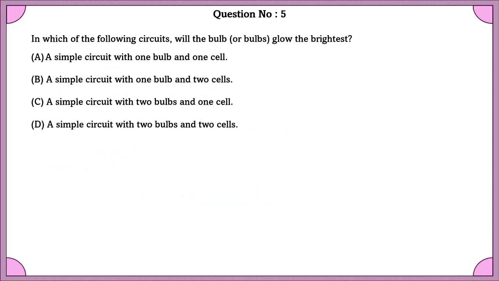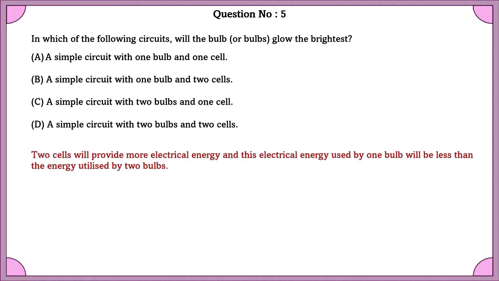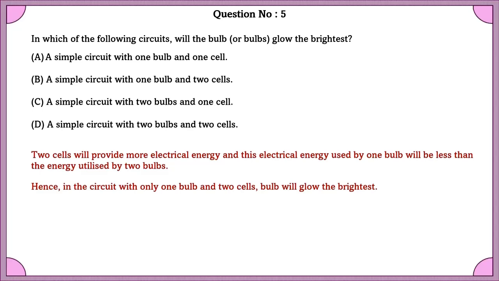Question number 5. In which of the following circuits will the bulb glow the brightest? 2 cells will provide more electrical energy, and the electrical energy used by one bulb will be less than the energy utilized by 2 bulbs. Hence, in the circuit with only 1 bulb and 2 cells, the bulb will glow the brightest.